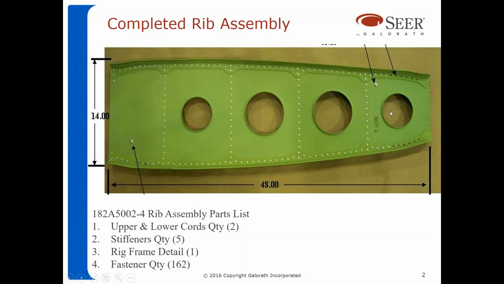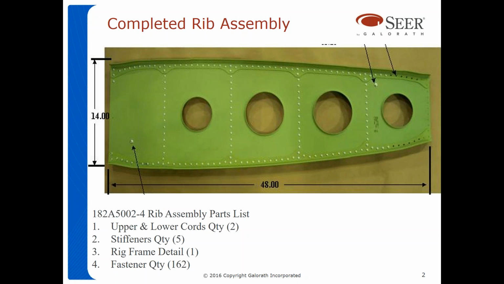Okay, thank you, Steve. So, hello everybody. On my screen you see an aircraft rib assembly. It's actually a case study we used during the formal training. It's 48 inches long, 14 inches across, and it consists of upper and lower chords, 2 of them, 5 stiffeners, a rig frame detail, and about 162 fasteners, which you need to put into our estimate to come up with a final assembly time.